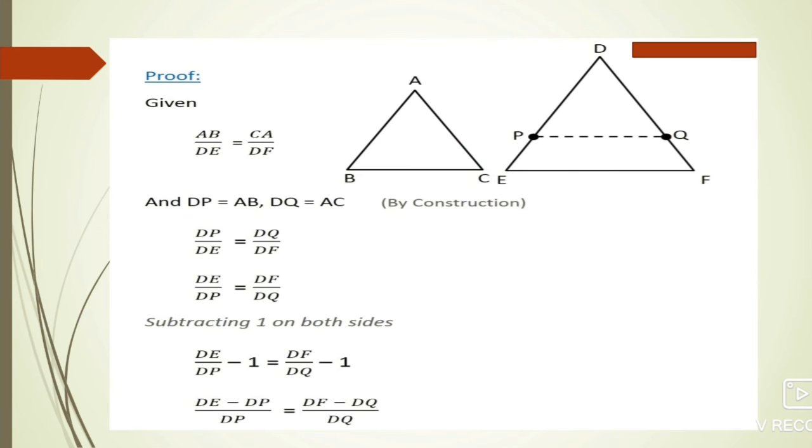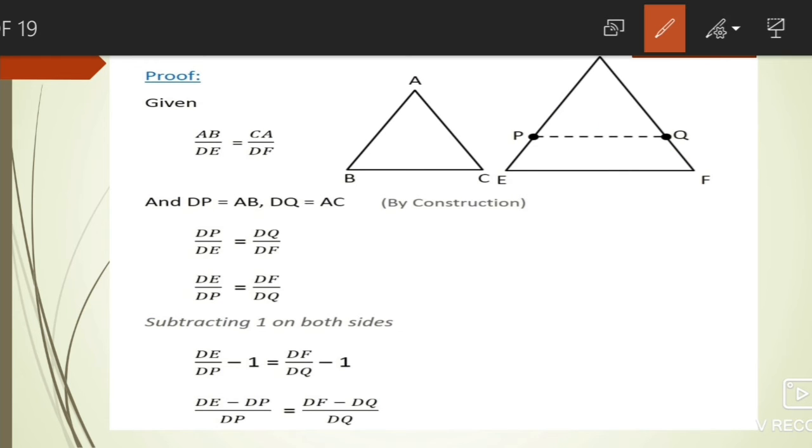AB by DE is equal to AC by DF is already given in the previous slide. In place of AB you can use DP because from the construction AB is equal to DP, and in place of AC you can use DQ because from the construction AC is equal to DQ. So if you replace this in the first equation, you get DP by DE is equal to DQ by DF. Again do the reciprocal and subtract 1 on both sides.